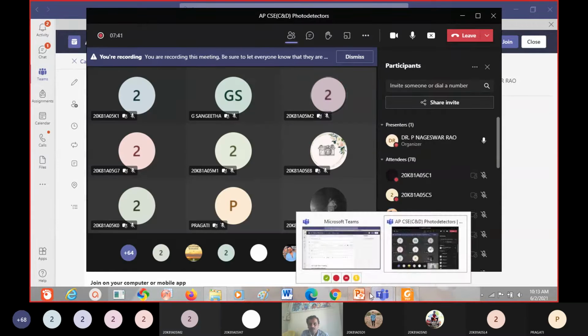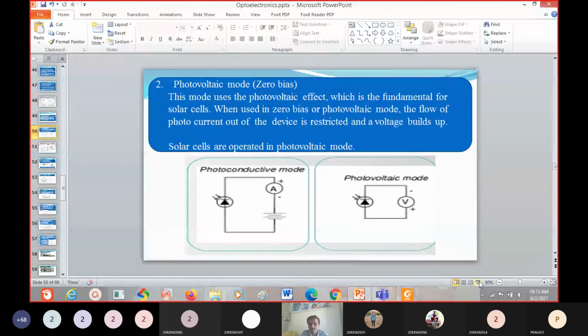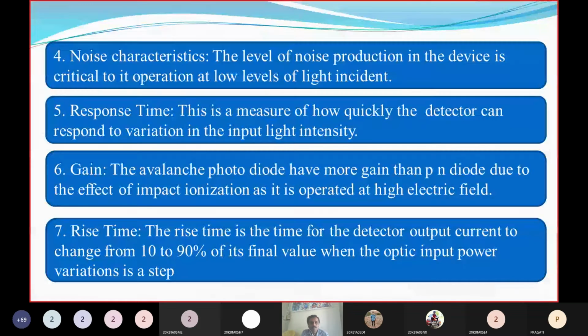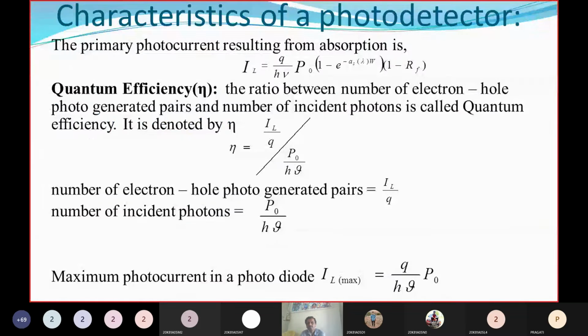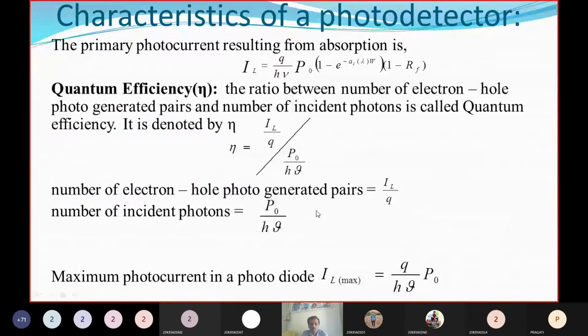Okay. Now we are going to the lesson. Yesterday we discussed the characteristics of the photodetector. We discussed some characteristics, that is the quantum efficiency and responsivity. These two are proportional to each other. Responsivity is proportional to the quantum efficiency. Already we discussed what the quantum efficiency is.